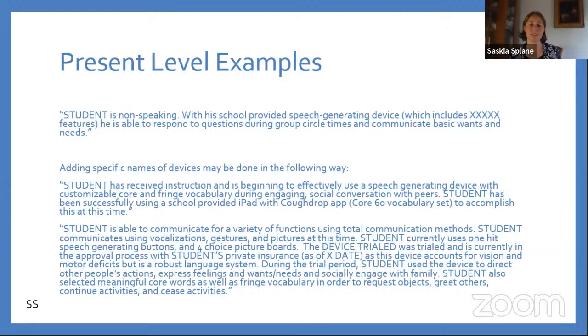Or you could use specific names of devices. And this is done only in the present level area. And you can do it in the following way. Student has received instruction and is beginning to effectively use a speech generating device with customizable core and fringe vocabulary during an engaging social conversation with peers. Student has been successfully using a school provided iPad with CoughDrop app, Core 60 vocabulary set to accomplish this at this time. So you're including not only the name of the system, but also the details. Why is that system working for that student? And I have another example there, but I won't read it out to us.